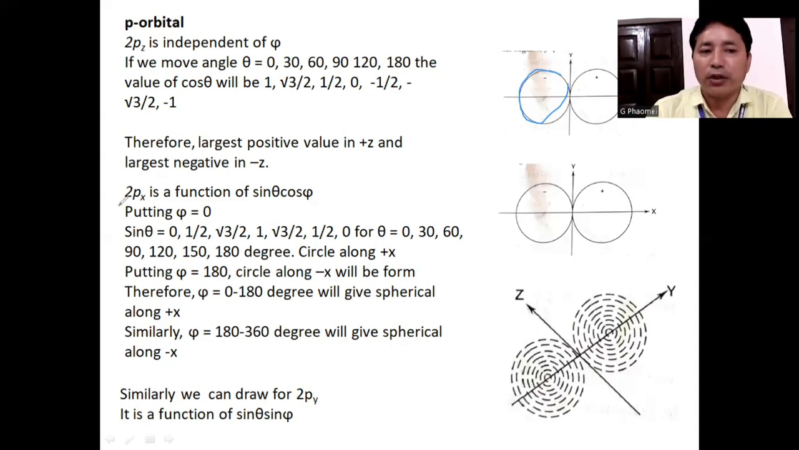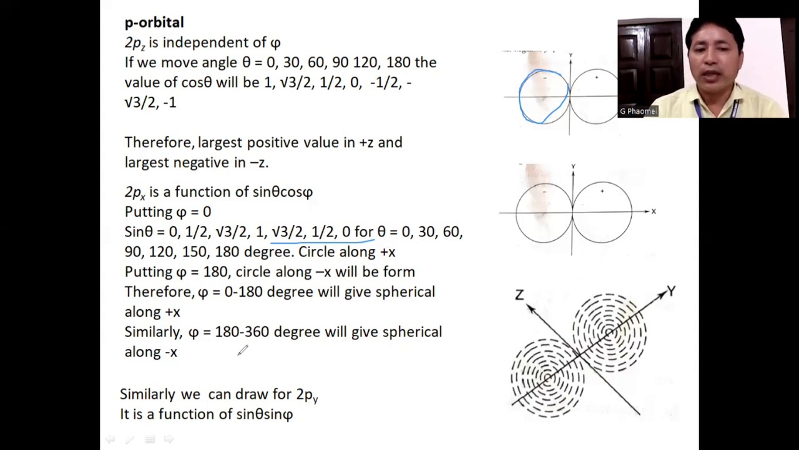And similarly for 2px, along x it will have one circular part and another circular part on the positive and the negative side. Similarly, I'm giving the angles here, and by using a calculator you can check whether this value is correct or wrong, and you can also plot it from the wave function given above.